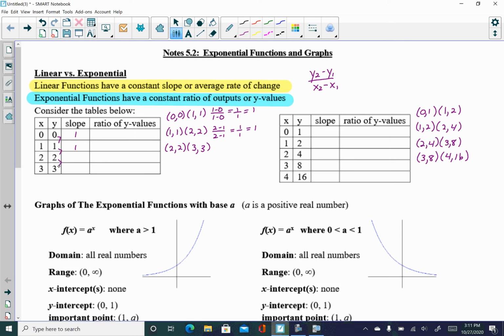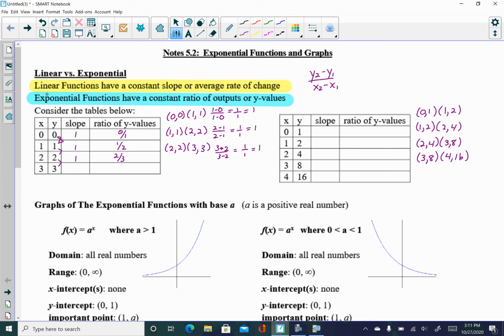And then look at my last set of ordered pairs, 2, 2, and 3, 3. So 3 minus 2 over 3 minus 2. And sure enough, that's also going to give me another 1 over 1, or another slope of 1. If I then look at the ratio of my y values, going from top to bottom, for that first set that would be 0 over 1. The next set would be 1 over 2. The next set would be 2 over 3. I'm just going from y to y.